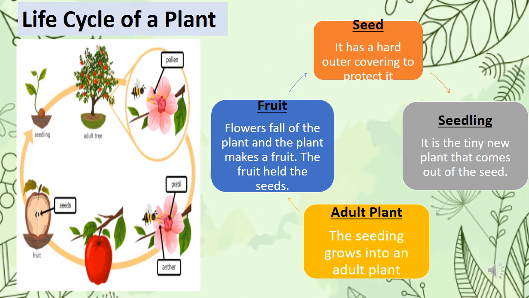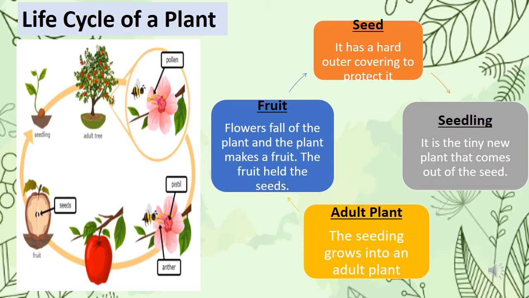Here is the life cycle of a plant. The life cycle of a plant starts from a seed. Seed: it has a hard outer covering to protect it. When the seed starts to germinate, this stage is called seedling. Seedling: it is the tiny new plant that comes out of the seed. This tiny plant will continue to grow into an adult plant and will start the reproduction.